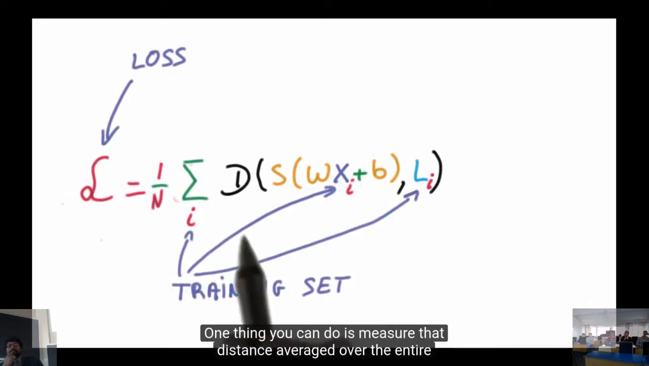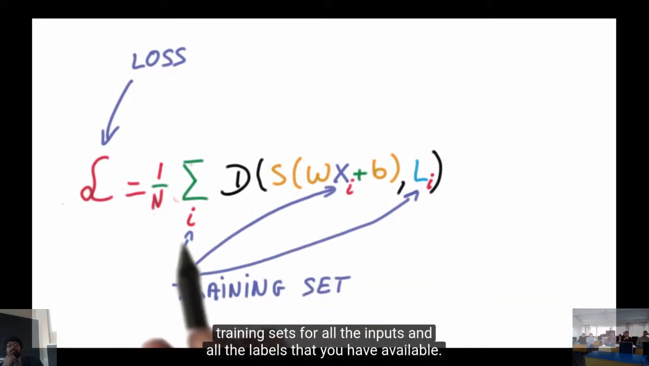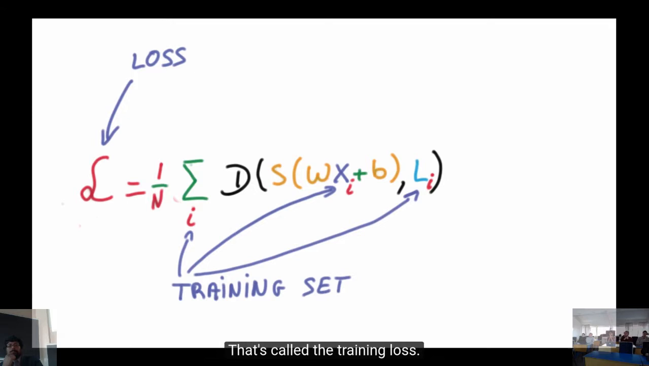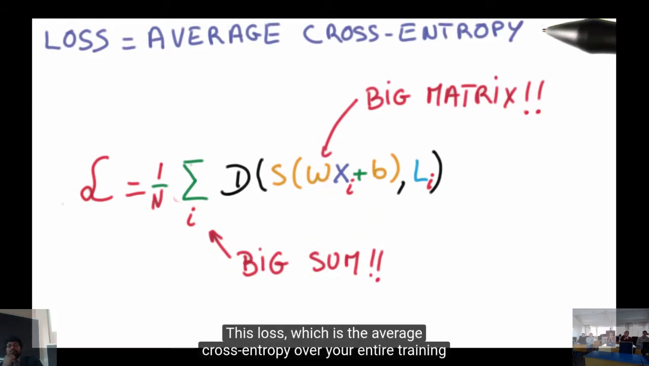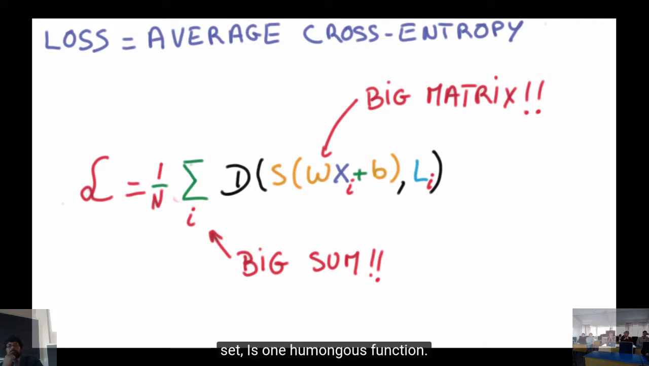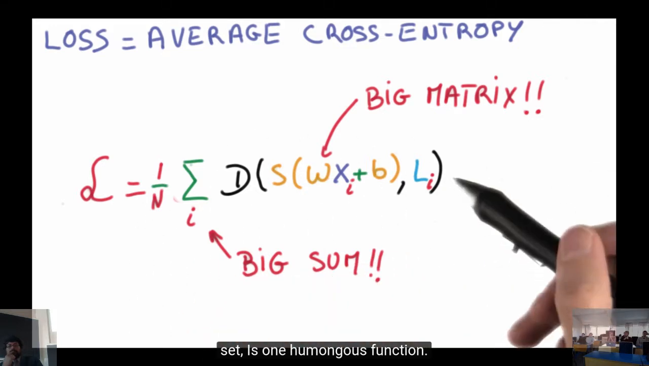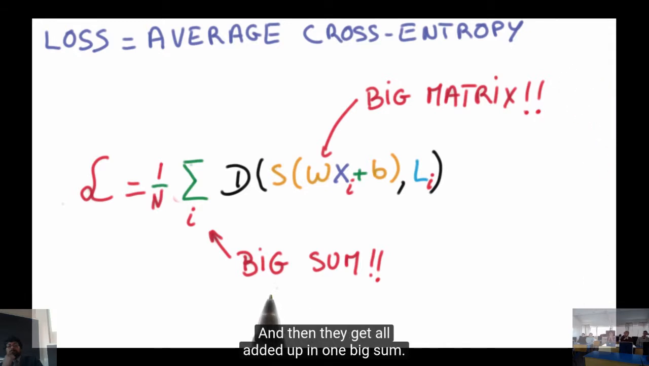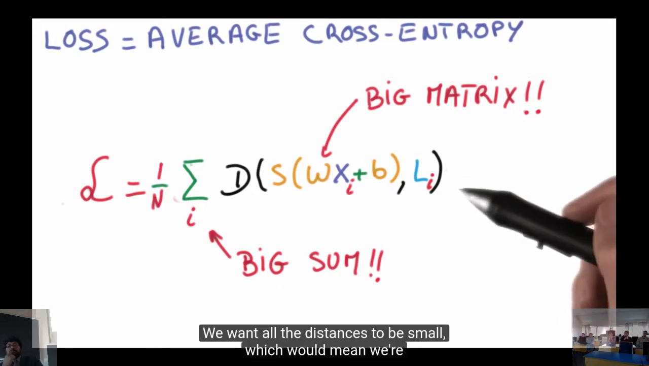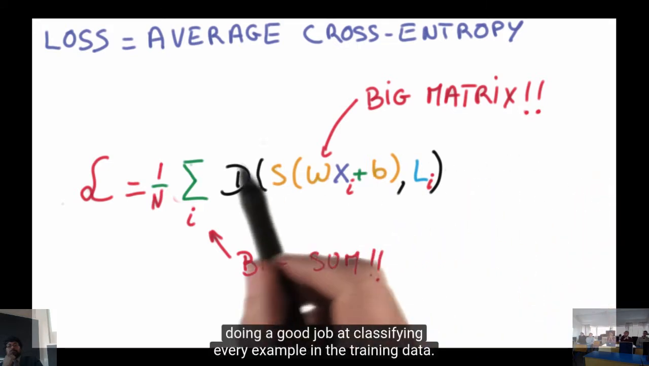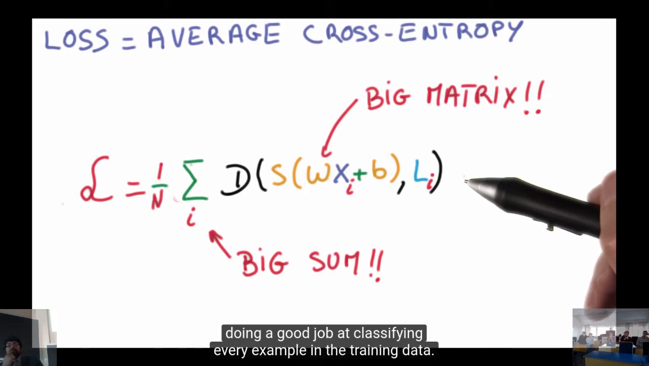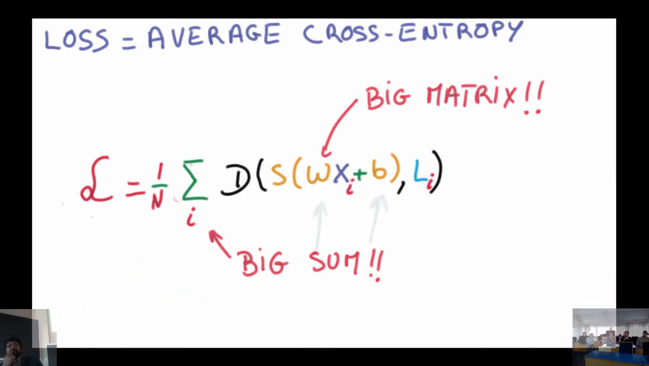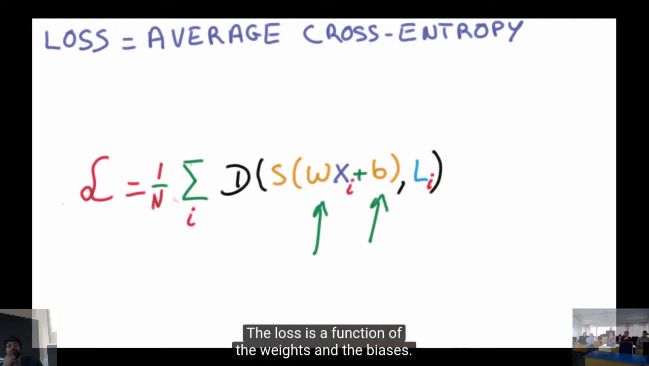One thing you can do is measure that distance averaged over the entire training set, for all the inputs and all the labels that you have available. That's called the training loss. This loss, which is the average cross entropy over your entire training set, is one humongous function. Every example in your training set gets multiplied by this one big matrix W, and then they all get added up in one big sum. We want all the distances to be small, which would mean we're doing a good job at classifying every example in the training data. So we want the loss to be small. The loss is a function of the weights and the biases. So we're simply going to try and minimize that function.